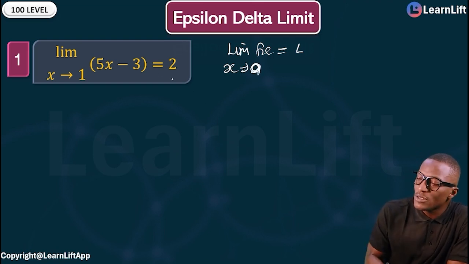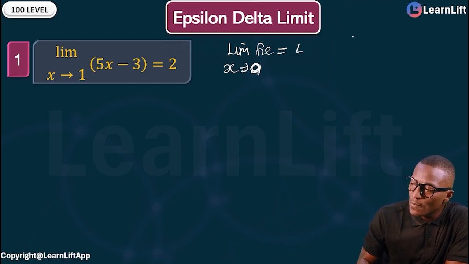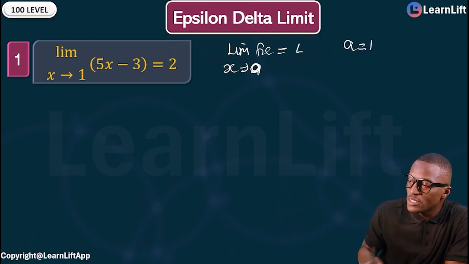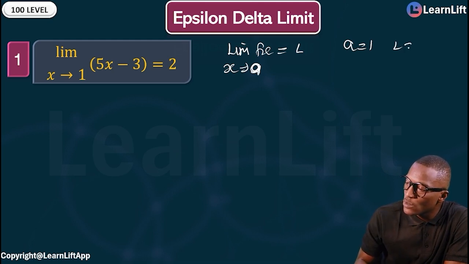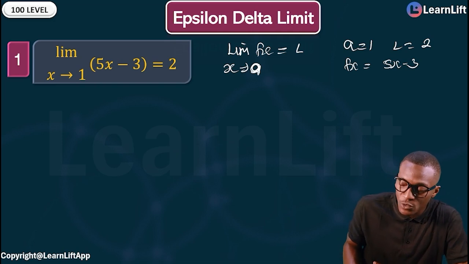So from here now, you start to pick. Comparing these two limits together, what's your a here? A will be equal to 1. What is my L? L here will be equal to what? 2. What is f of x? F of x is equal to what? 5x minus 3.